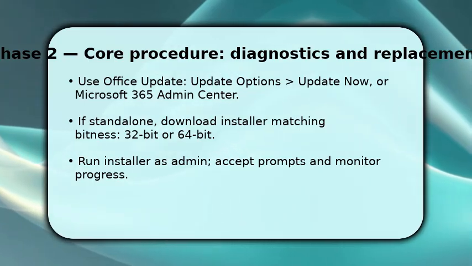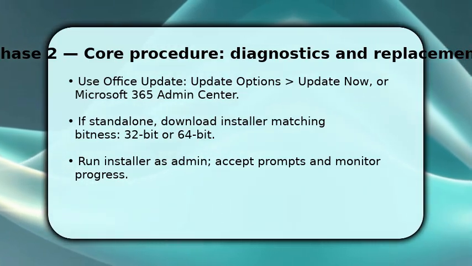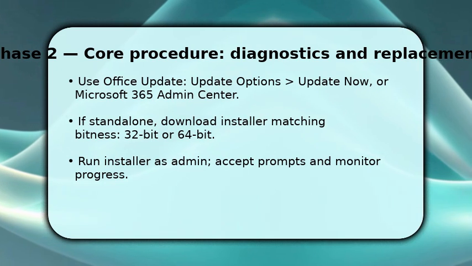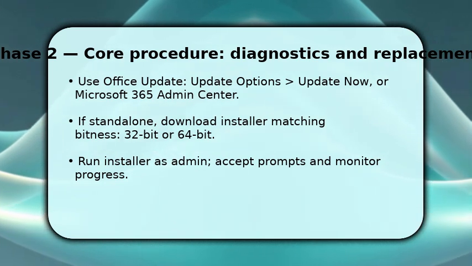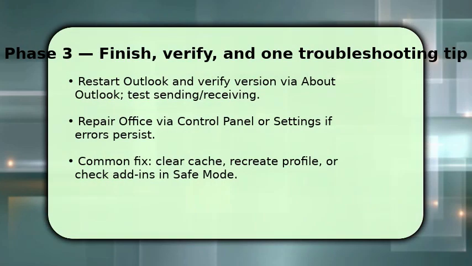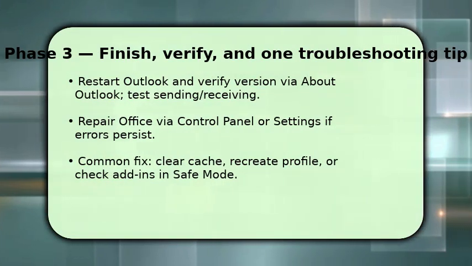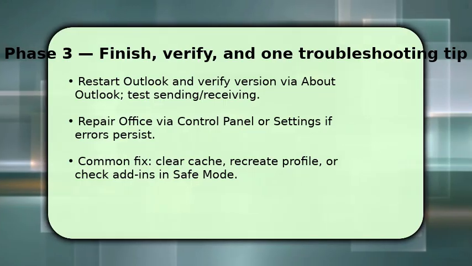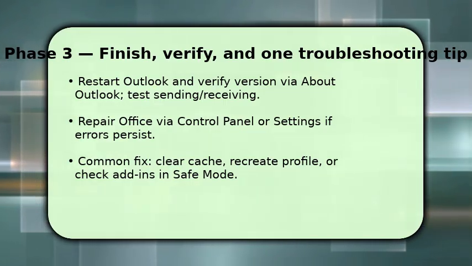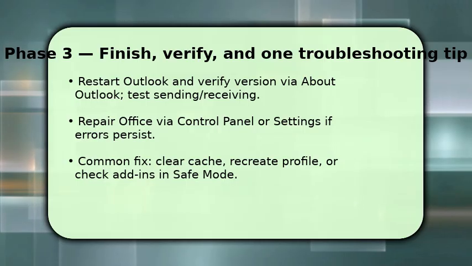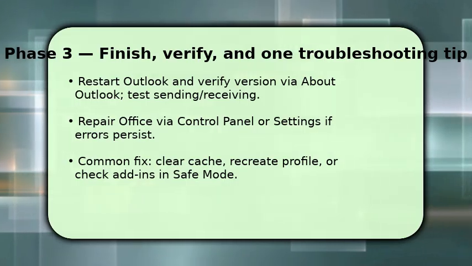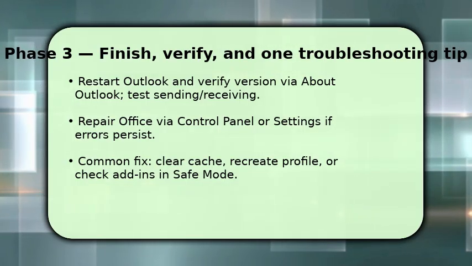During install, watch progress and keep your connection active, because interrupted downloads or power loss can corrupt the update and force a rollback. You finish by restarting Outlook and confirming the updated version under About Outlook, then test sending and receiving to ensure functionality. If issues appear, make sure to run an Office repair from Control Panel or Settings. This often fixes missing files.